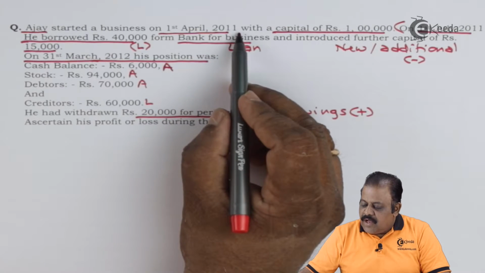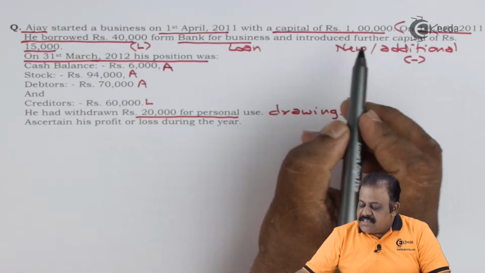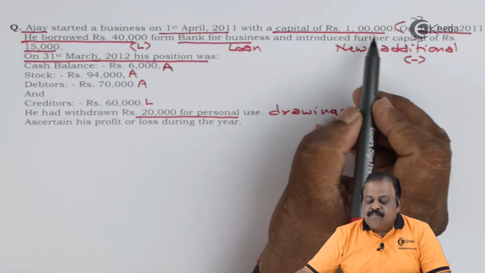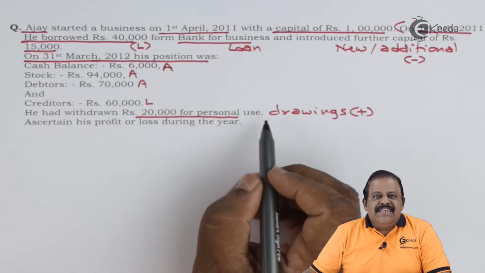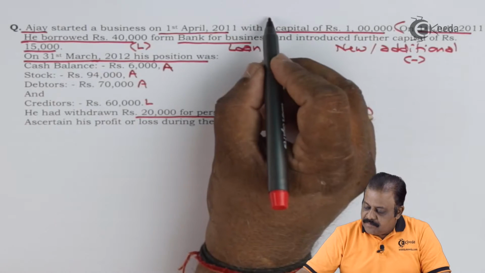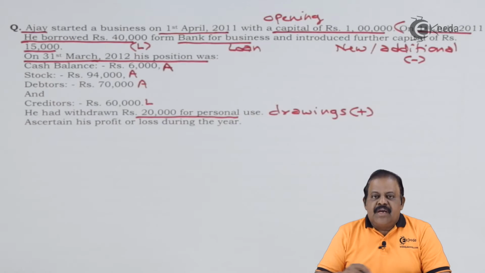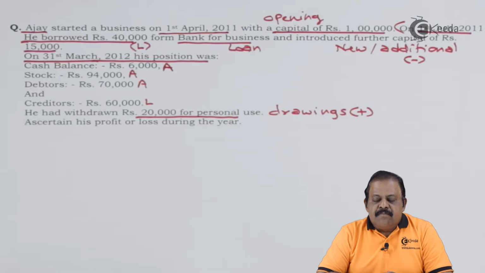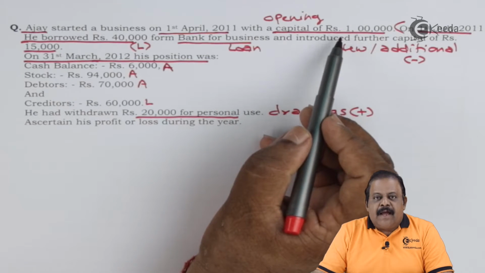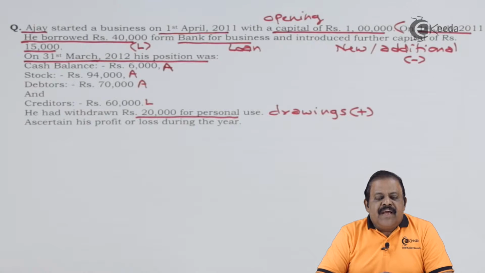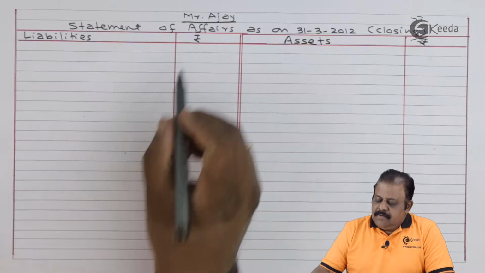On 1st April 2011, he started business with capital of rupees 1 lakh. This 1 lakh is the opening capital. So here we are not required to prepare the opening statement of affairs because we already have the opening capital in the question. We are required to prepare now the closing statement of affairs so that we can find out the closing capital of the business at the end of the year.